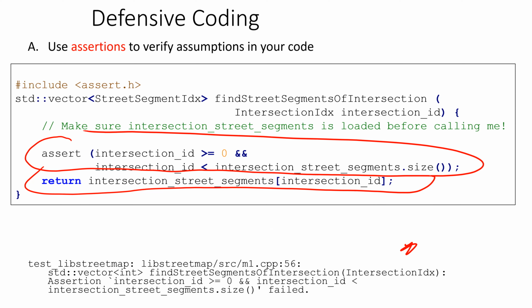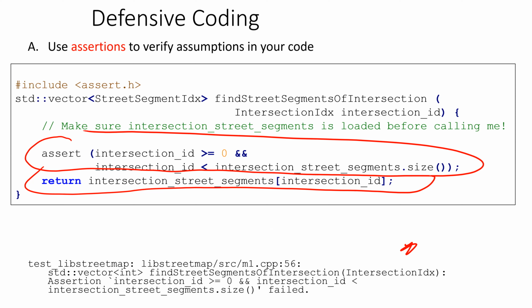So I put in this assertion. The assertion says verify the intersection ID. As long as this is true, the assertion does nothing. If this ever becomes false, the assertion will kill your program with an error message. So if intersection ID is greater than or equal to 0 and less than the size of this vector that we've preloaded, then it will go down and do this. If it ever fails this test, we're about to have an invalid memory access because something has gone wrong: either our load map is broken or we passed in a bad ID.